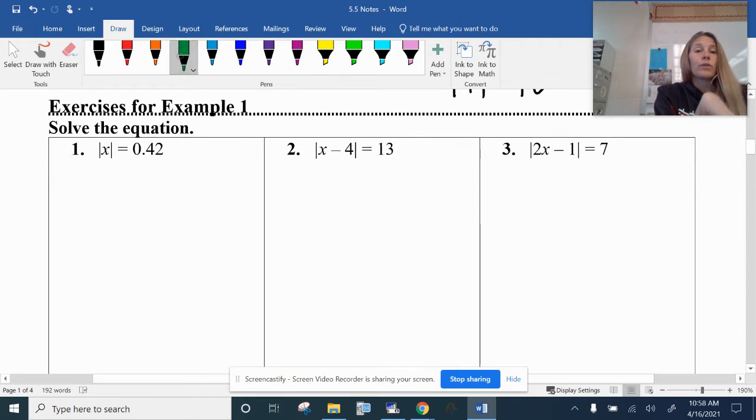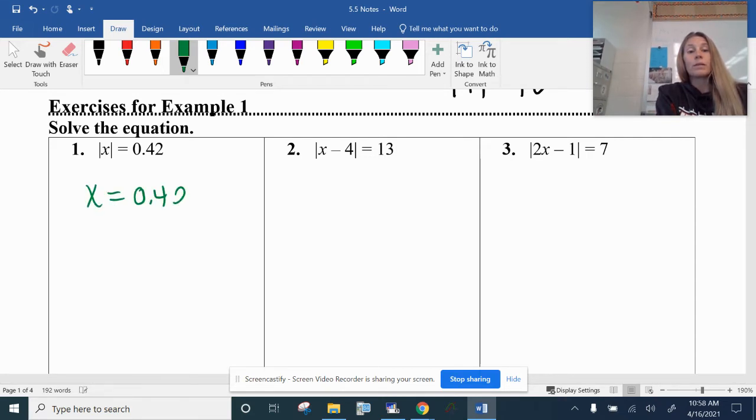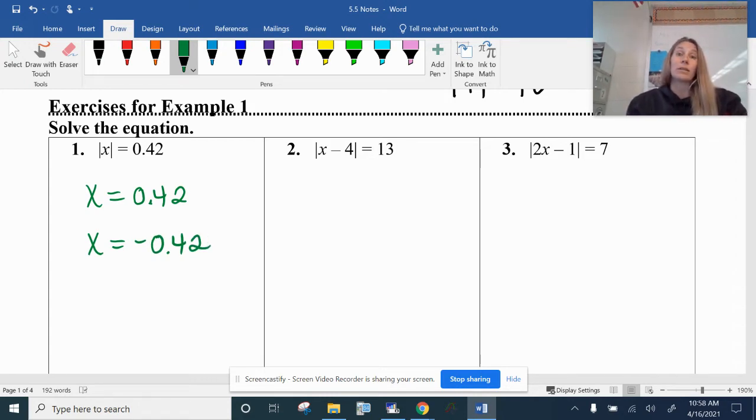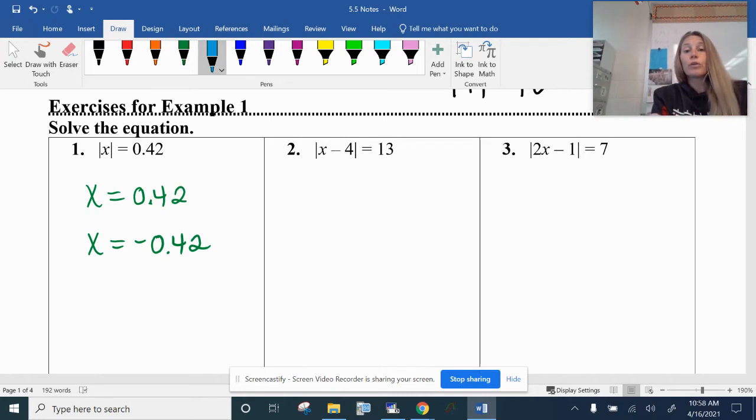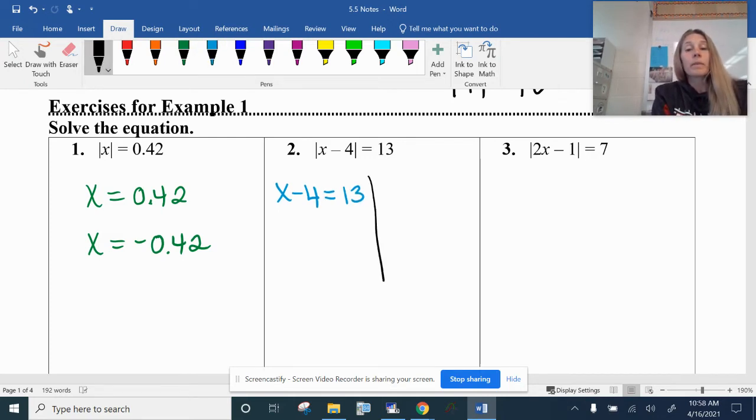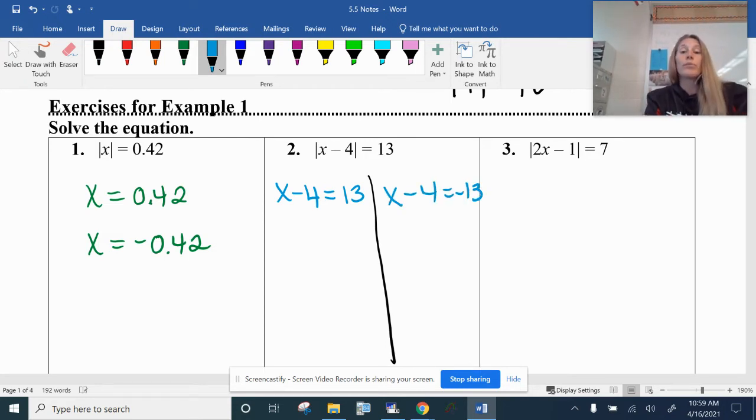Okay, so solving this first equation, anytime you're saying the absolute value of a number simply equals this, we know that x could equal, obviously, 0.42 because the distance of that number from 0 is the same thing. And it could also be negative 0.42 because that also has the same distance from 0. Now, number 2, we have x minus 4. We know that x minus 4 could equal positive 13, or x minus 4 could equal negative 13 because both of those have the same distance from 0.